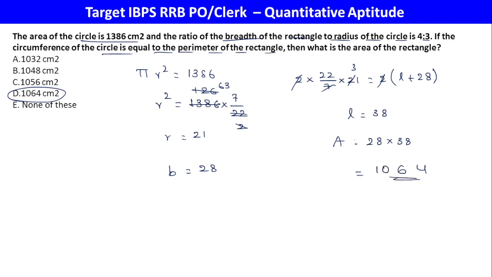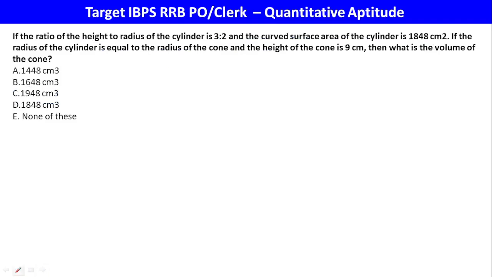1064, done. Yes, next question. The ratio of the height to the radius of a cylinder is 3:2, and the curved surface area of the cylinder, which is 2πrh, is given. The ratio of height to radius of the cylinder is 3a to 2a.